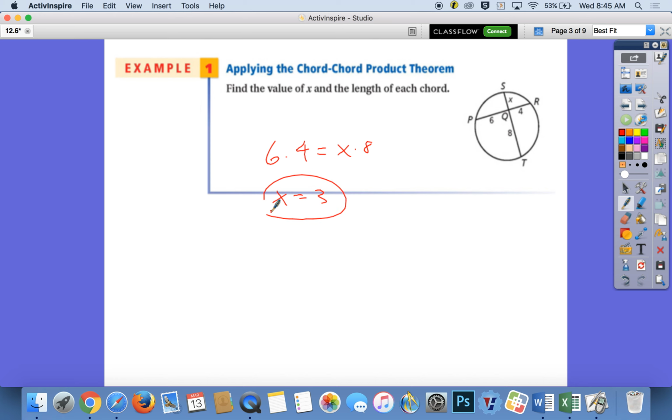We know that the length of ST is going to be 3 plus 8. And I know you guys can do this in your head, but just to drive the point home, where we're getting these numbers, the length of chord PR is going to be 6 plus 4, which is going to be 10.